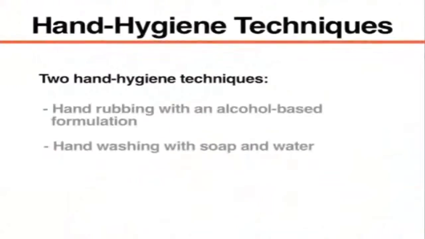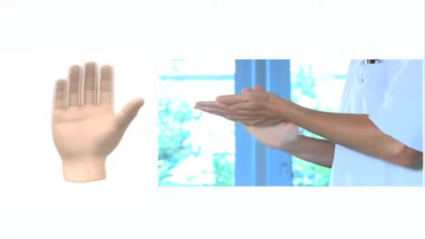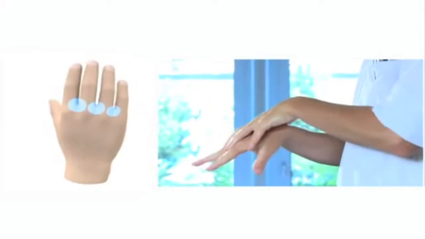There are two recognized techniques for performing hand hygiene: hand rubbing with an alcohol-based formulation and hand washing with soap and water. To perform hand rubbing, apply a palmful of hand rub formulation to a cupped hand and rub your hands together to cover all surfaces. Then rub your hands again, palm to palm. To reach the dorsal interdigital area of your hand, rub the fingers of one hand over the dorsum of the other and interlace your fingers. Repeat the procedure on the palmar side of your hands to reach the palmar interdigital area.